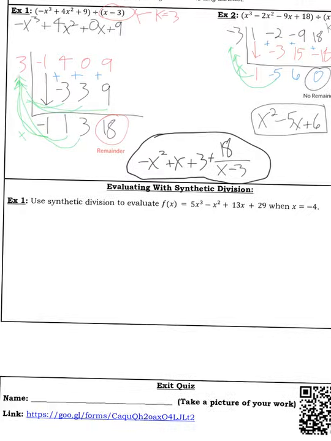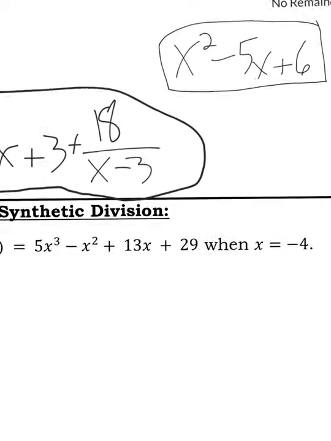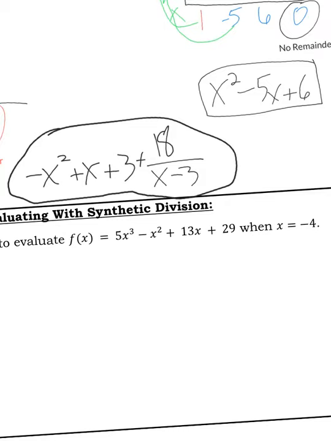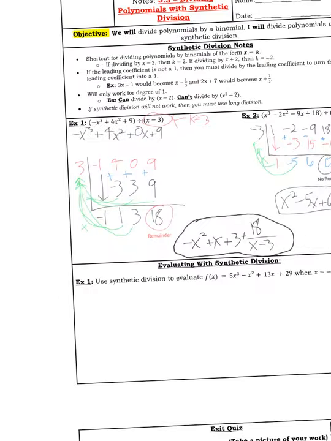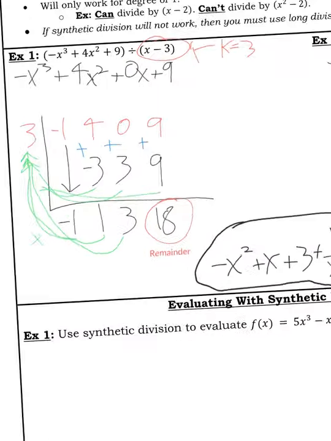So let's talk about evaluating with synthetic division. So it says evaluate this problem when x equals negative 4. So what you can do is plug it in, but that's not evaluating it with synthetic division. So I'm actually going to plug it in to check my work in a little bit. But right now I'm going to do the synthetic division. So let's check. Do I have power of 3, power of 2, power of 1, power of 0? Just check to make sure everything counts down perfectly, because if it doesn't, you'll need to throw in a 0x or 0x squared, something like that, a placeholder.